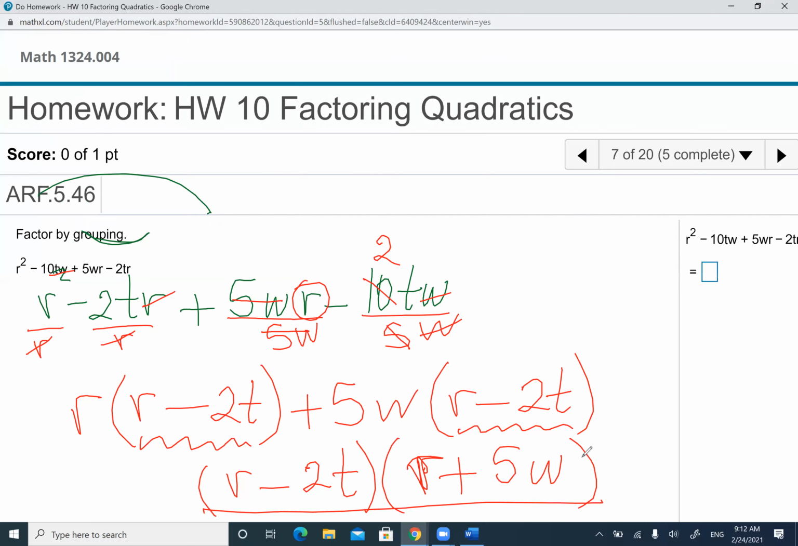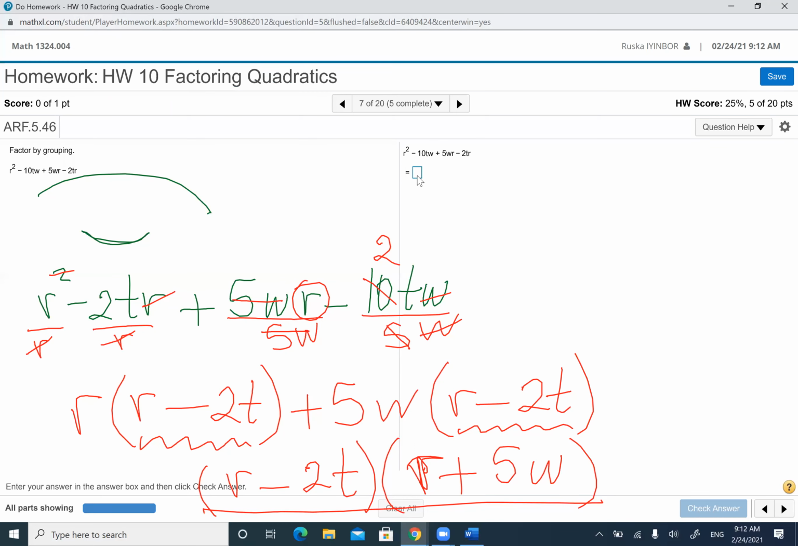So we're just going to enter the answer in this box, in the parentheses. I don't know why it's not getting in, but this is my answer. Okay, I'm going to go to the next one. I'm going to skip that.